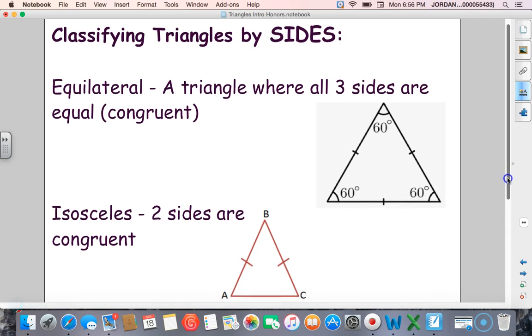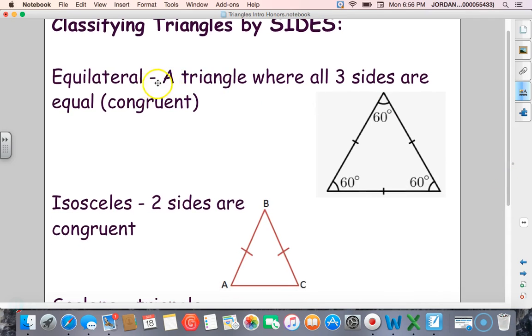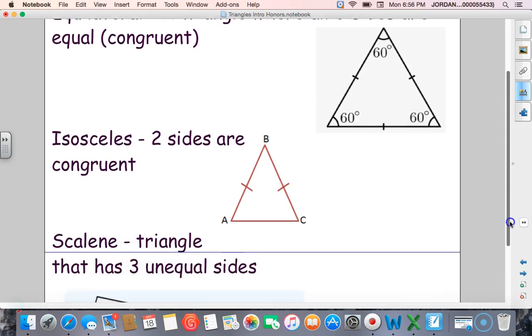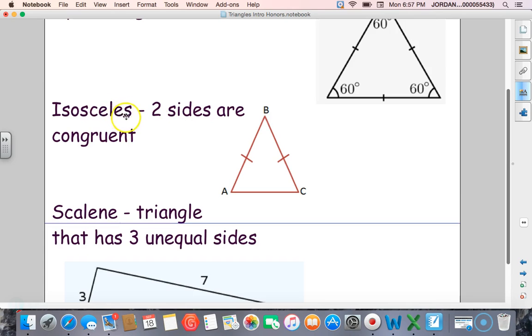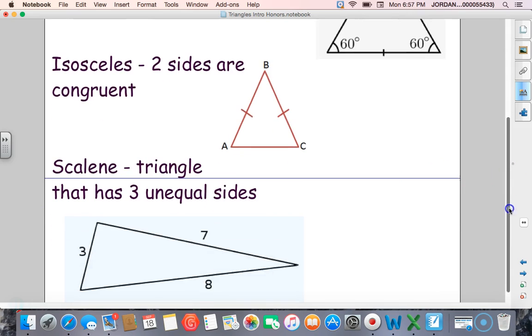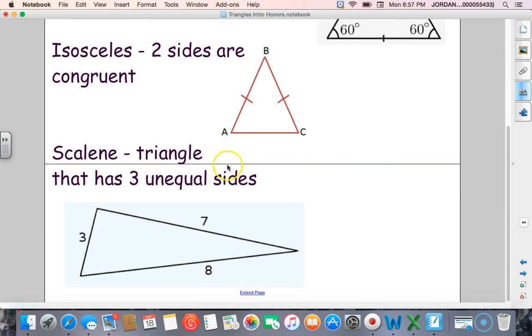Something just to know: if a triangle is equilateral, it is also equiangular, and if it's equiangular, it is also equilateral all the time. Also, you have isosceles triangles. This is where only two sides are congruent. So not all three, but just two sides are congruent. The third side is something different. And then the last kind you have are scalene triangles, and that's where all three sides are different lengths.